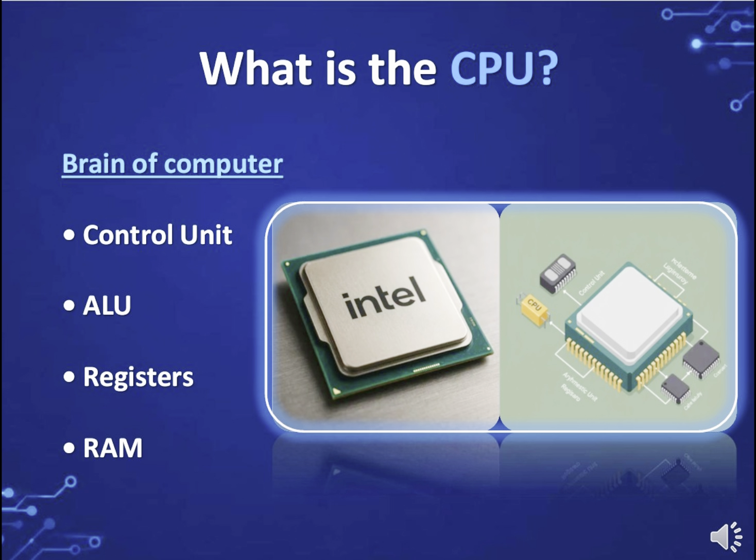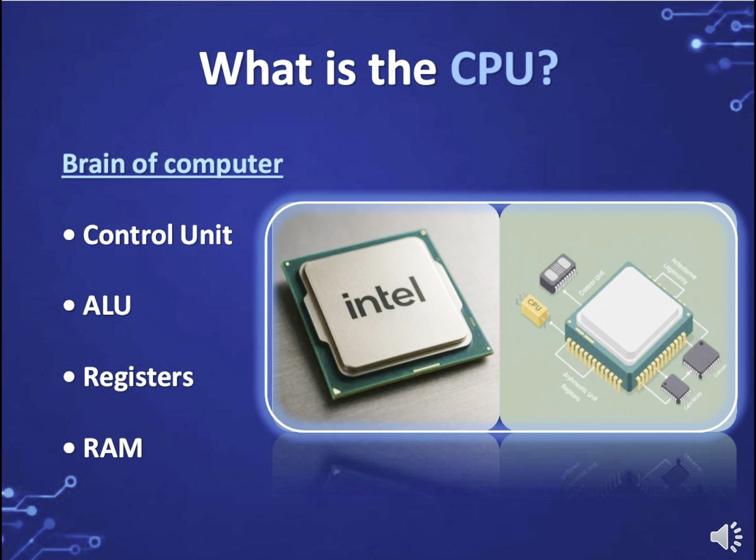Before we understand the fetch execute cycle, we first need to understand the CPU. The CPU stands for Central Processing Unit, and it is often called the brain of the computer because it processes all instructions. The CPU contains three important parts. The first is the control unit, which manages and controls all operations inside the computer. The second is the arithmetic logic unit, also known as the ALU, which performs mathematical calculations and logical comparisons.